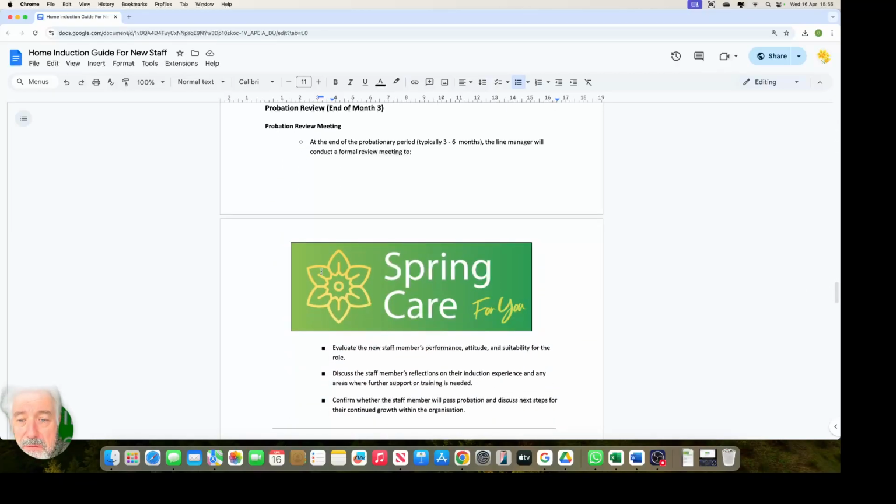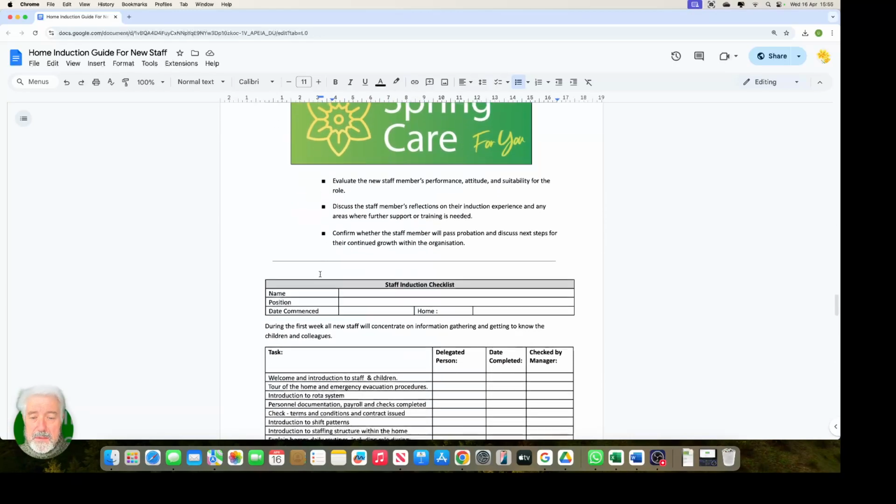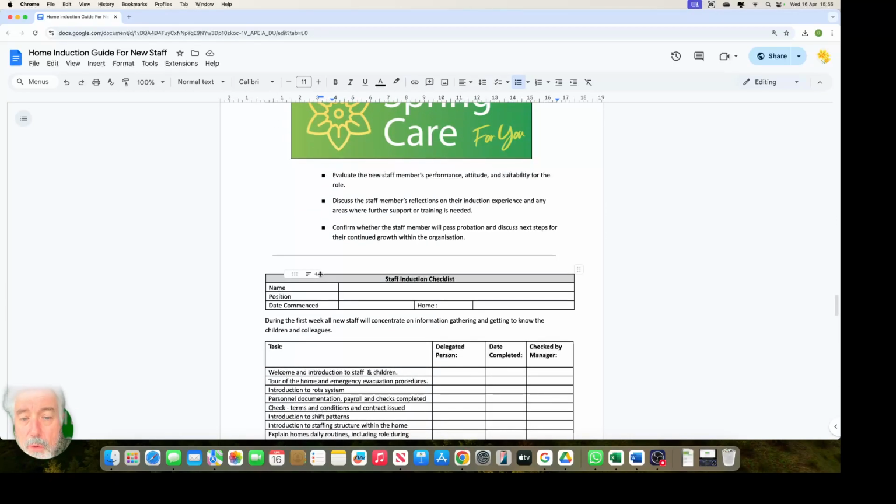By the end of month 3, so this is halfway through now, there's a formal meeting, a probation meeting, and this is where we evaluate your performance to date. We look at all the data metrics that are put before us and we discuss it together. And then we look at your attitude, your team working.